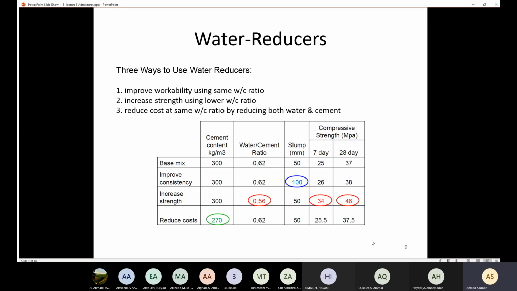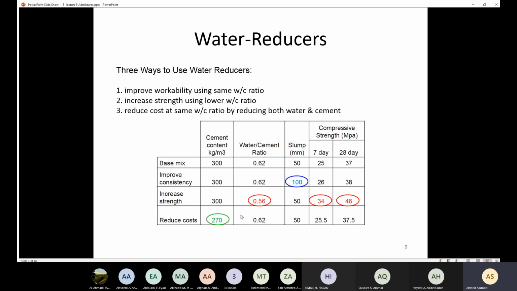The final case here, again, I'm going to use water reducer, but in this case, I'm going to decrease the amount of the cement content. For the base mix, the amount is 300 kilogram per meter cube, while here the amount is 270 kilogram per meter cube. So I decrease the amount here.